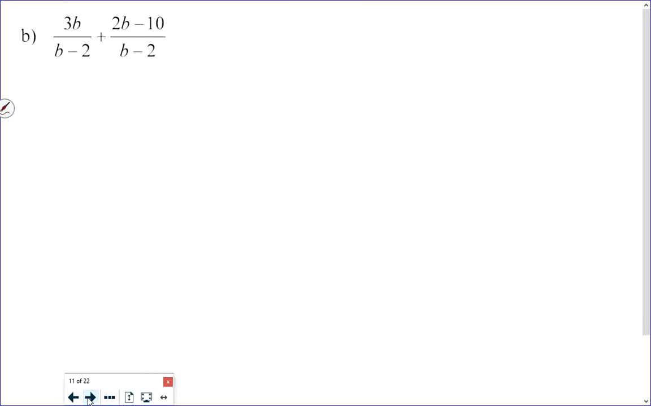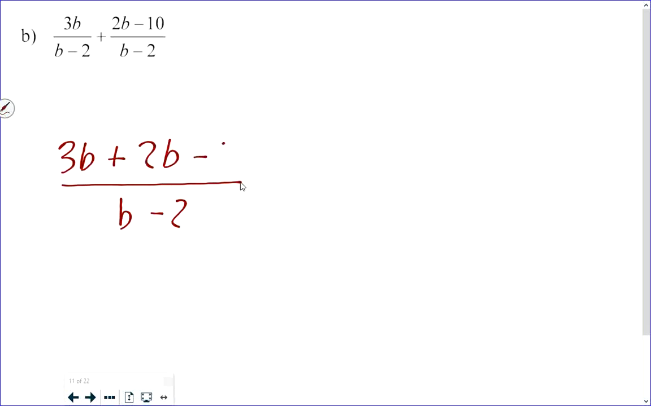All right, 3b over b minus 2 plus 2b minus 10 over b minus 2. Well, they're both over the same denominator. And what that means is I can go ahead and rewrite it with that single denominator and have 3b plus 2b minus 10. And we're going to simplify that to get 5b minus 10 over b minus 2.